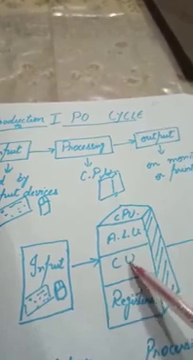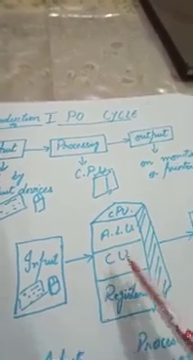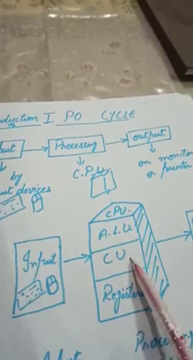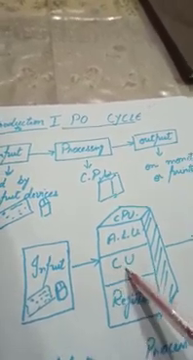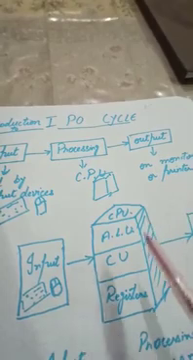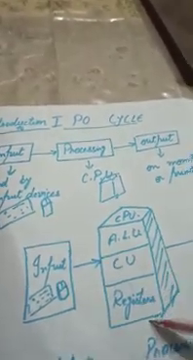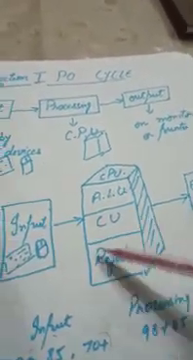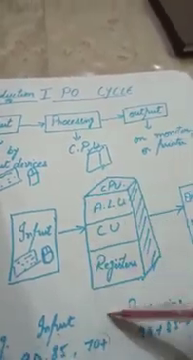The next part is CU. CU means control unit. It controls all the sequence of the instructions given by us. Next is register. Registers store values. So after the processing is completed, it goes for the output section. Output is displayed through output devices, which are monitor and printer.